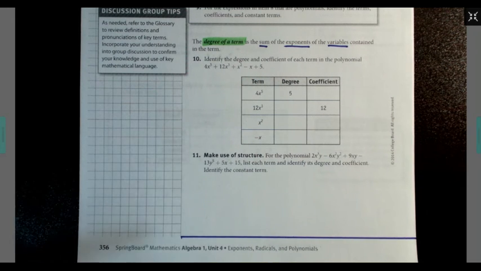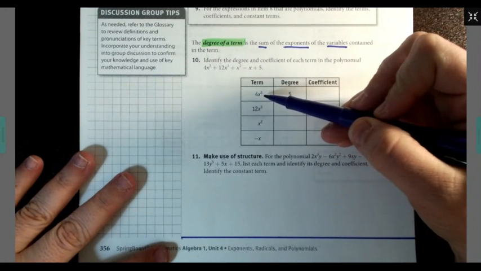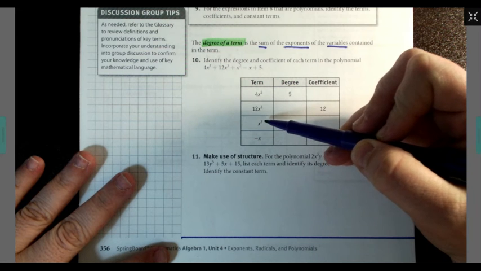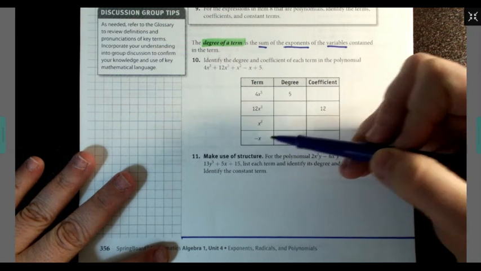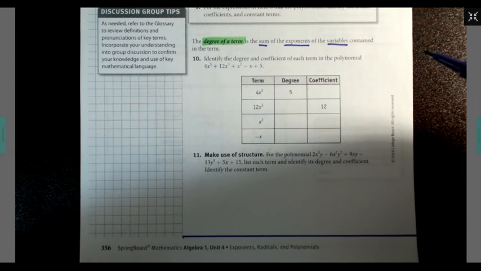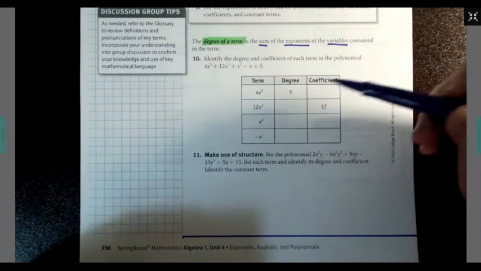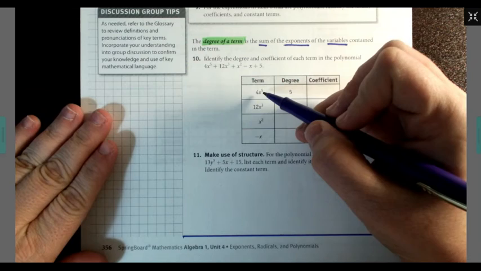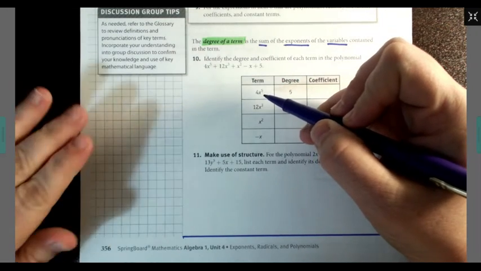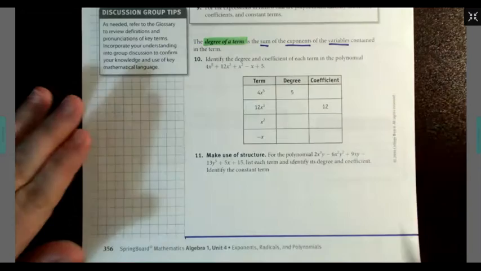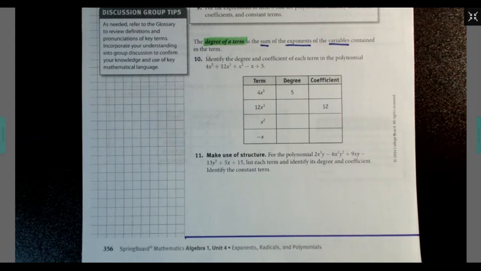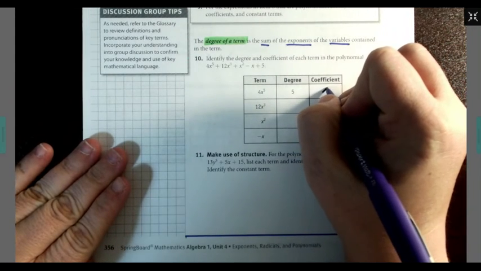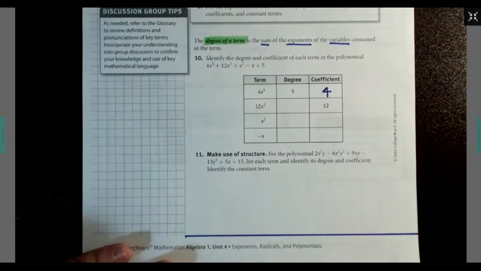Okay, we have 4x to the 5th, 12x to the 3rd, x squared, and negative x. It tells me here that the degree is 5, because that's my exponent, or the sum of my exponents. My coefficient, remember that's that numeral factor in front of the term. So here, this one would be 4.